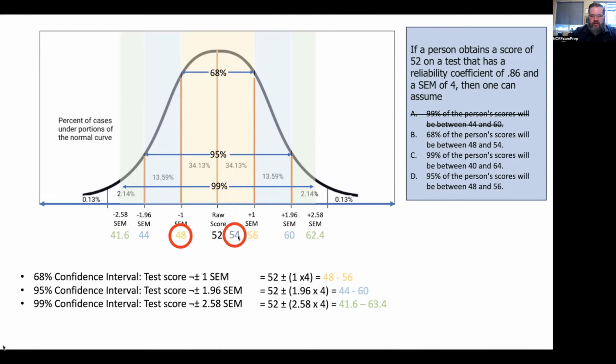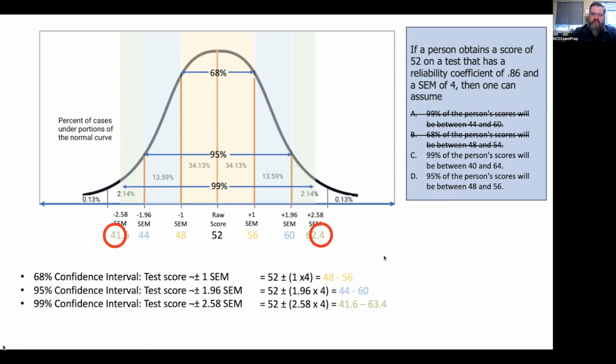And then 54, that's like half of a standard error of measurement above the raw score. But it's saying 68%. Well, 68% would be one standard deviation below and one standard error of measurement above. See how easy it is to get confused between standard deviation and standard error of measurement. So this is not a good choice, because 68% would mean that one standard error of measurement above would have to be 56 and not 54.